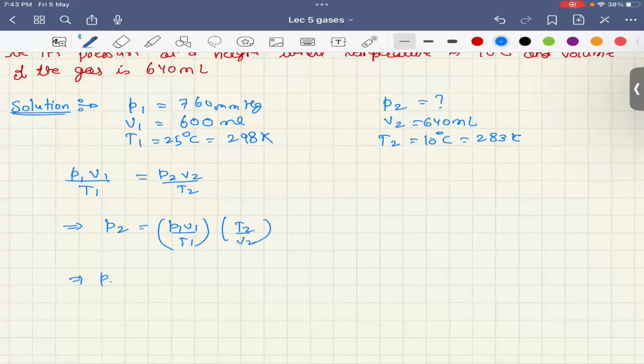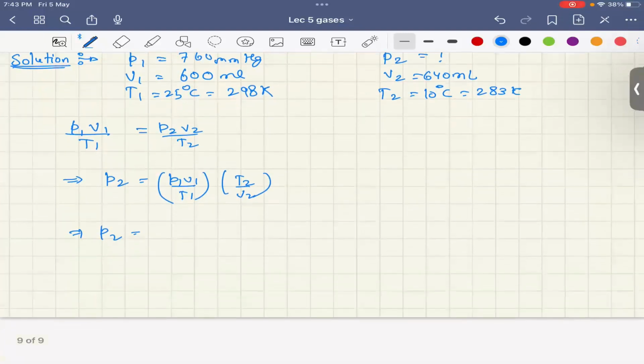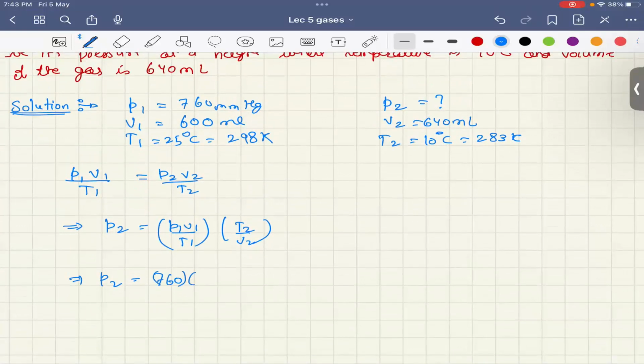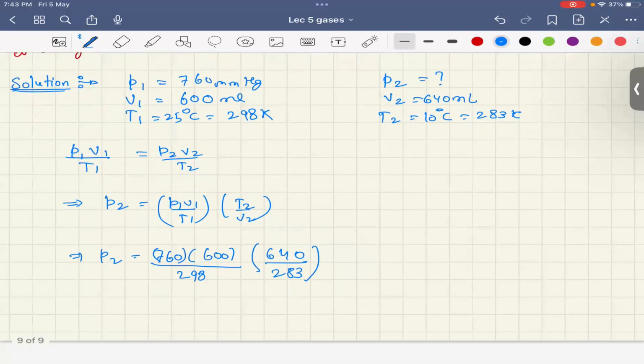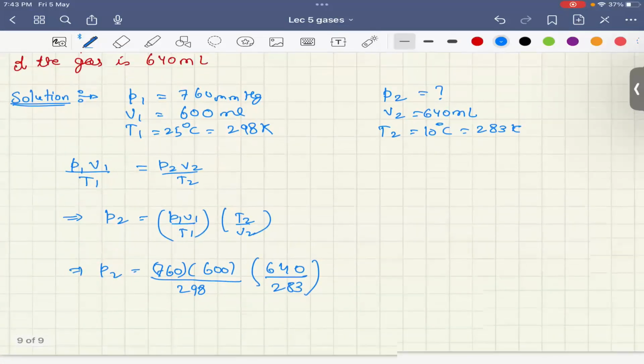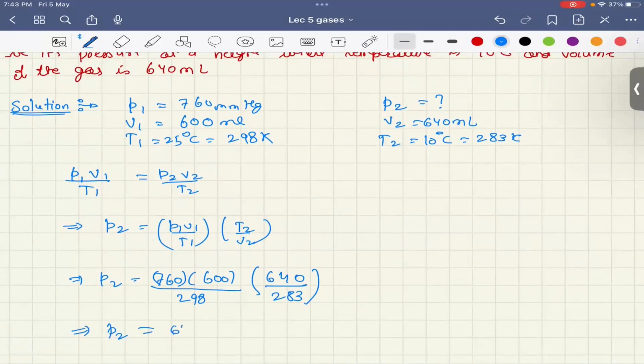So we just plug in the values. P1 is 760 multiplied by V1 is 600, divided by 298, multiplied by 640 by 283, right? So when we solve this, we get P2 is equal to 676 mmHg. Okay, this is the answer.